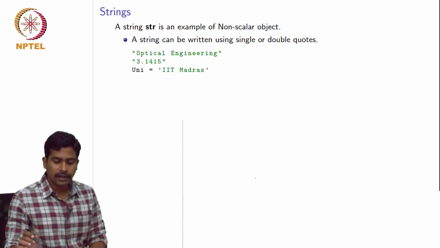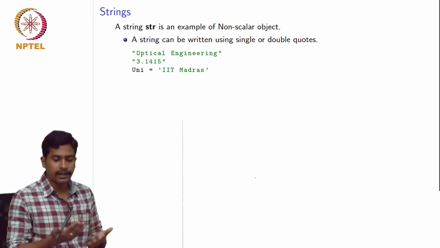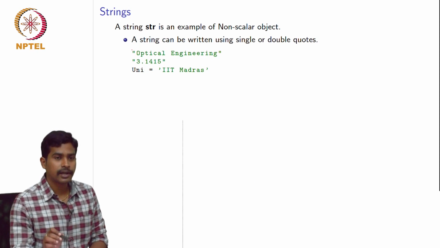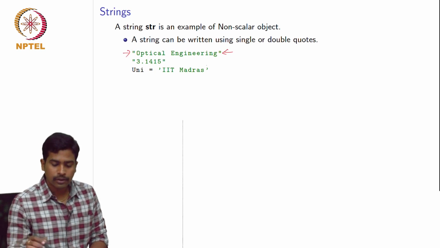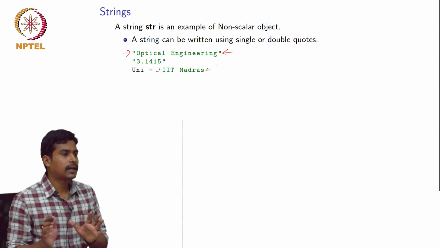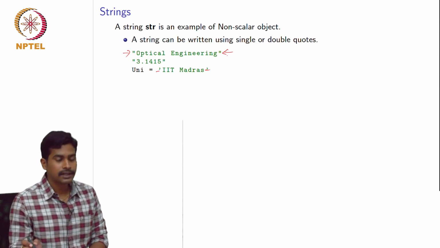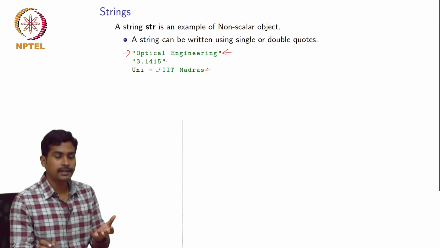So a string is nothing but a sentence or group of characters that we write in Python. For example, in Python, the string always should be enclosed in double quotes, or you can also use single quotes. Both are treated as strings, there is no difference. For example, here "optical engineering" is a string, and you can also declare numbers as strings. For example, here "3.1415" is enclosed in quotes, which means this is a string and not a float value.